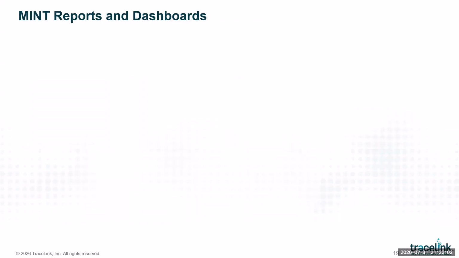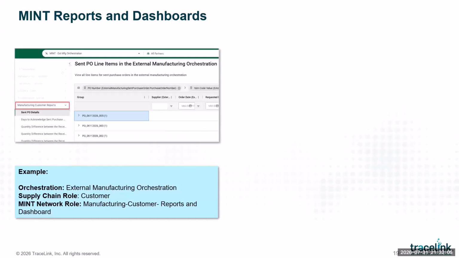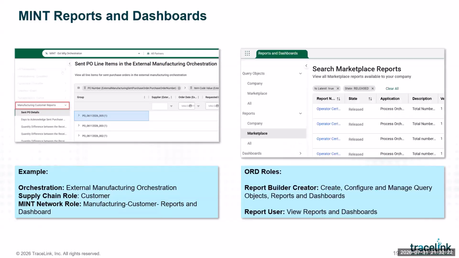There are 2 ways you can work with Mint-related ORD reports. TraceLink provides built-in reports inside the Mint UI. For external manufacturing orchestration, these appear under the Manufacturing Customer Reports menu item. To access this menu item, you need to have a role, which is Manufacturing Customer Reports and Dashboard. Or, access pre-created marketplace reports and dashboards in ORD UI. You can also create reports and dashboards from scratch. There are 2 roles available for ORD. Report Builder Creator allows you to create, configure, and manage query objects, reports, and dashboards. A report user allows you to only view reports and dashboards.